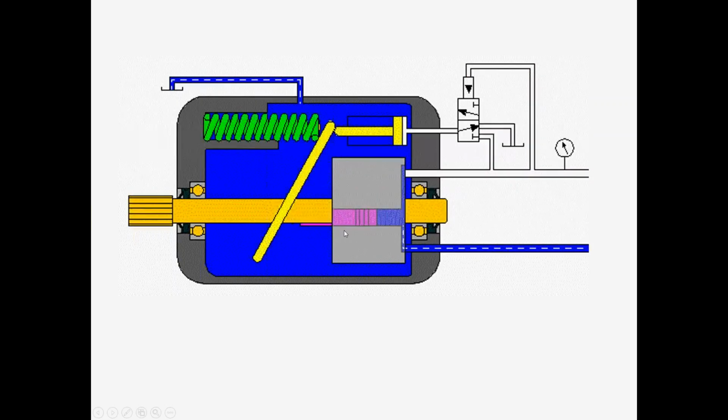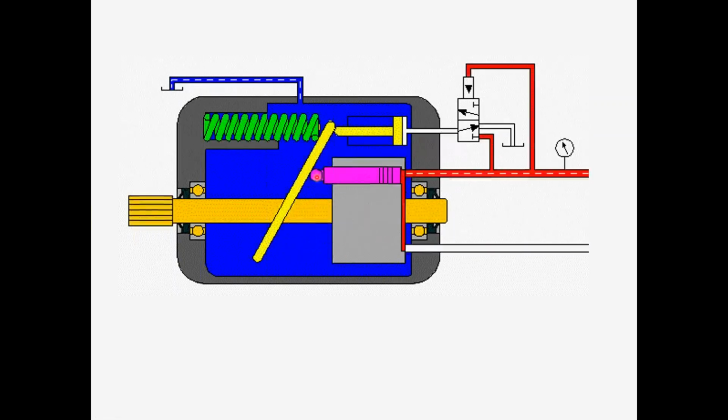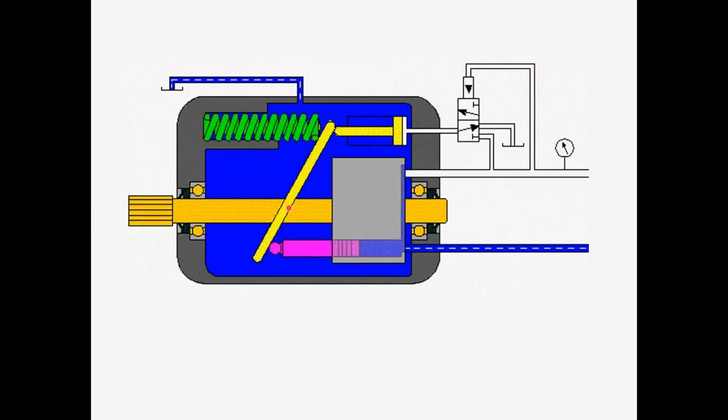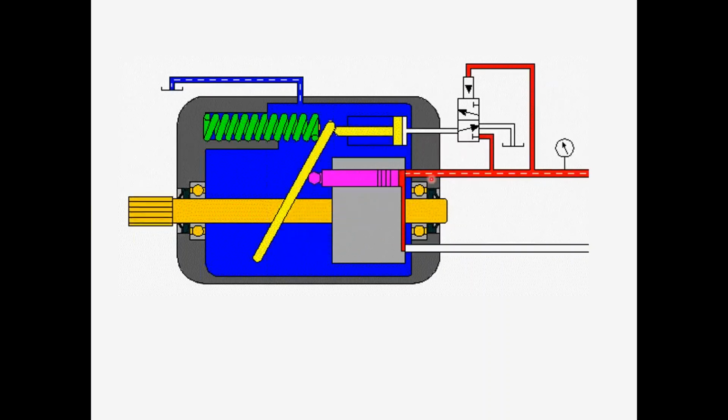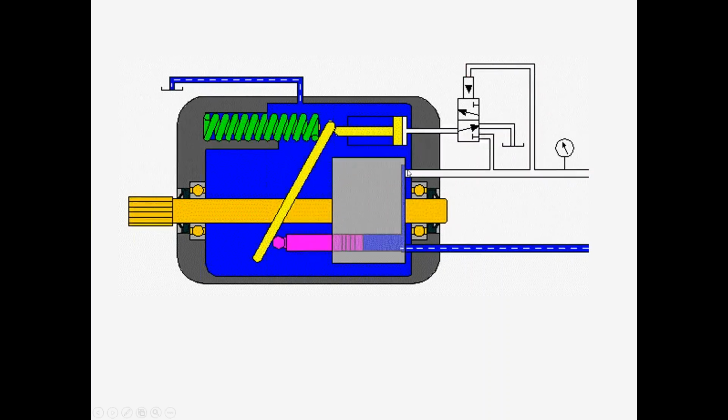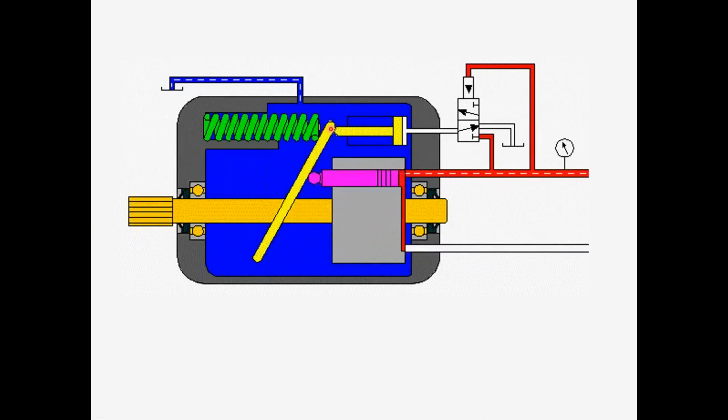Now you see the barrel as it turns. The piston is connected physically to a swash plate, a cam, if you will. And as the barrel turns, that's going to cause the piston to stroke in and out. Right? As the piston strokes out, flow comes in. As the piston strokes in, flow is delivered to the system, as long as the swash plate is at an angle.